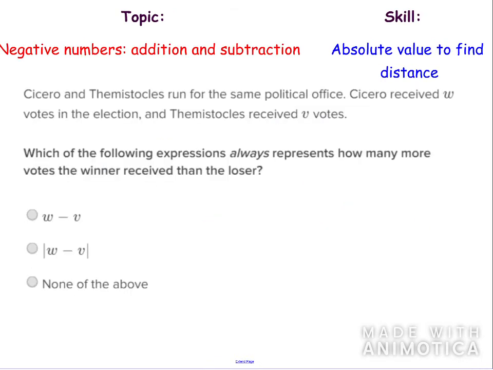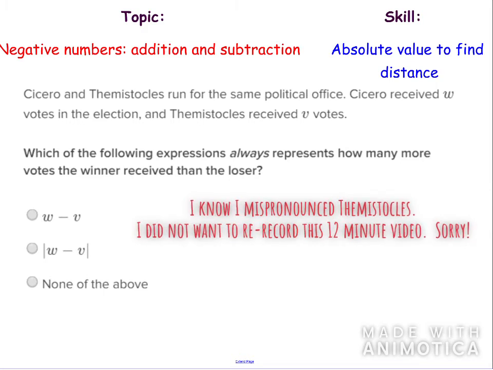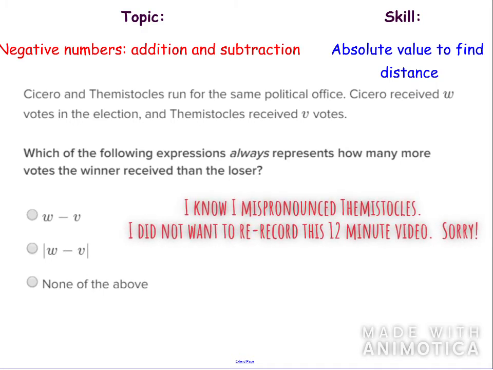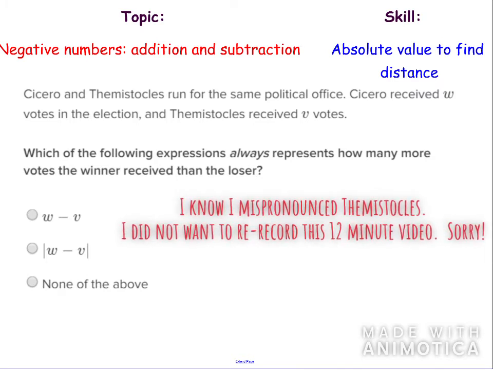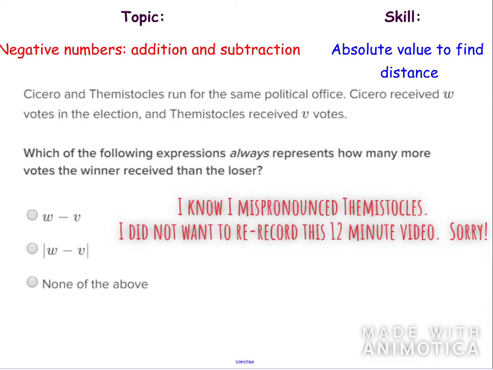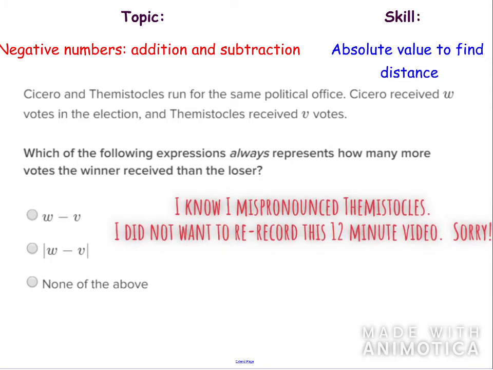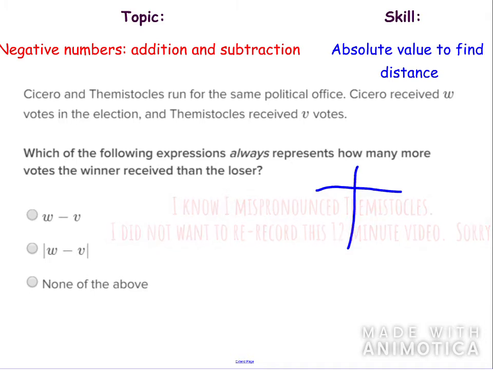Let's go to the next one here. Cicero and Themistocles run for the same political office. Cicero received W votes in the election and Themistocles received V votes. Which of the following expressions always represents how many more votes the winner received than the loser? Well, this is an example where we don't know who won and who lost. So let's make a little table here. I'm going to use nice, easy numbers.